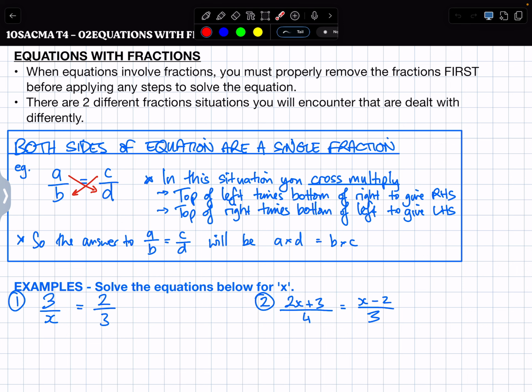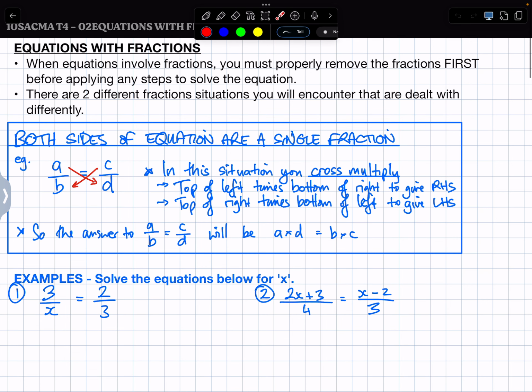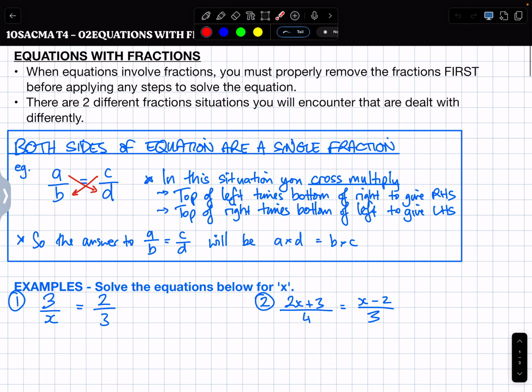CETA only offers essential maths. Equations with fractions. Does anyone like fractions here? I don't like fractions. No one likes fractions. So when you have equations with fractions, to deal with them, just get rid of them first. I'm only going to show you one situation of dealing with fractions.